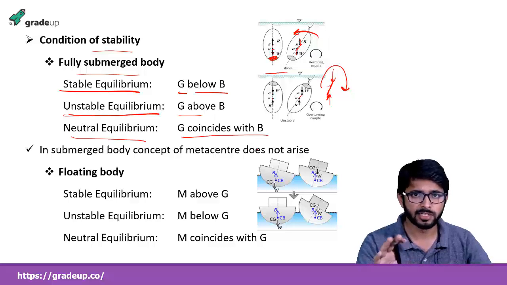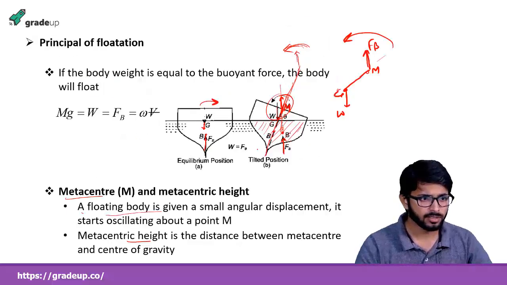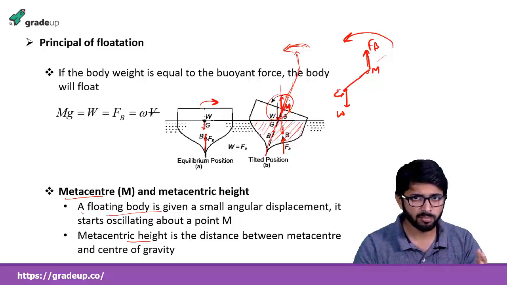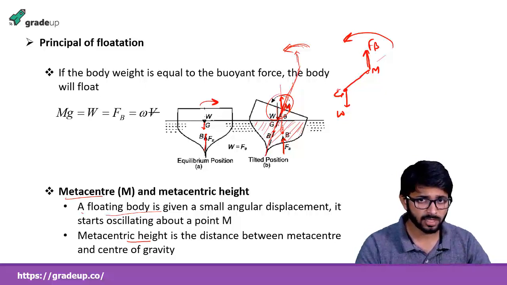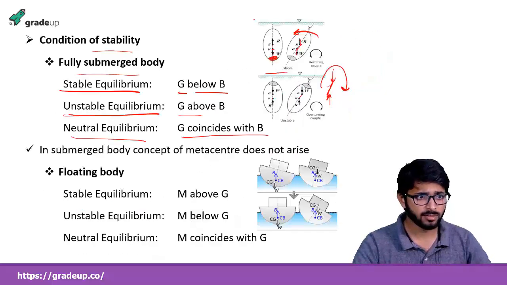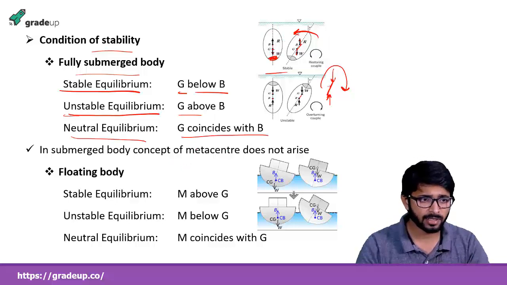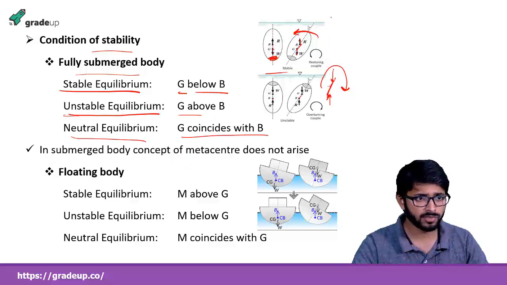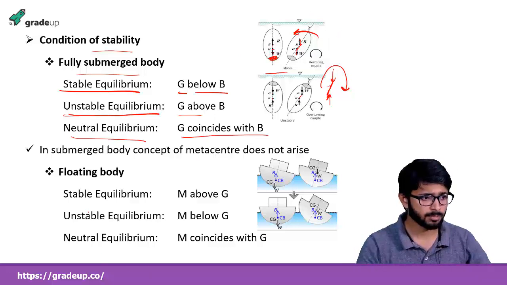Sorry, the volume of the displaced mass of fluid does not change, as in the case of the floating body, because here when we give a little displacement, the shape and the volume of the displaced fluid changes, and that's the reason where the metacenter point arises. But in the submerged body there is no point like a metacenter rise, because the shape of the body doesn't change in submerged condition.